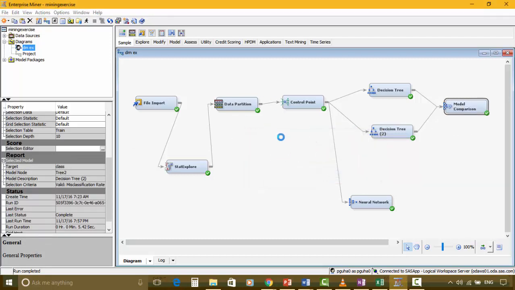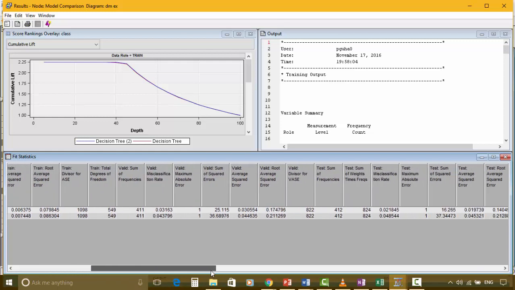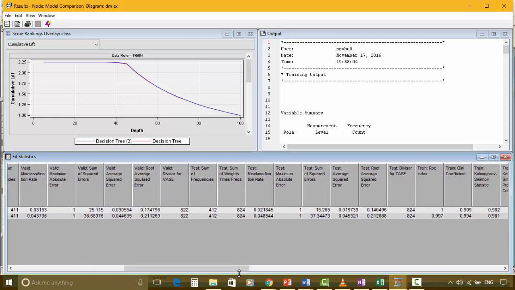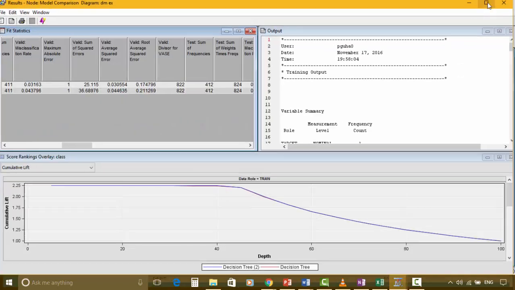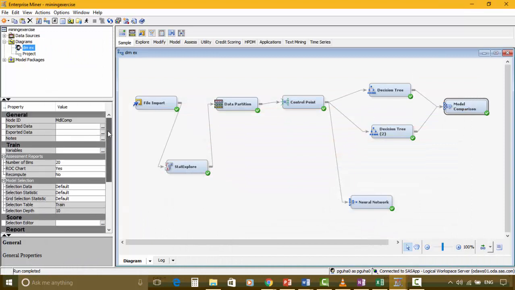So let's look at the results now. As we can see in the results, the decision tree with the splitting rule as entropy has a lower misclassification rate. If we check the misclassification rate of test, we can see that the decision tree which has the splitting rule as entropy has a lower misclassification rate. So we conclude that the decision tree with the splitting rule as entropy is better than the one with chi-square.